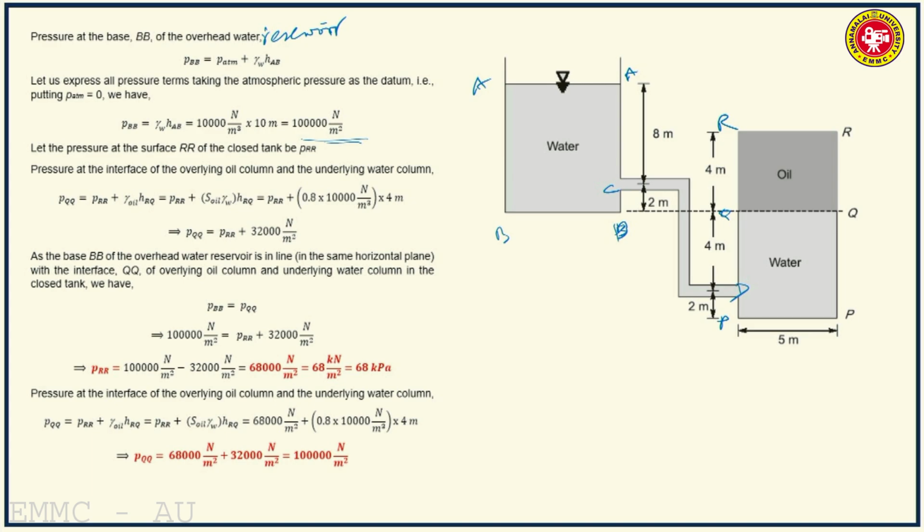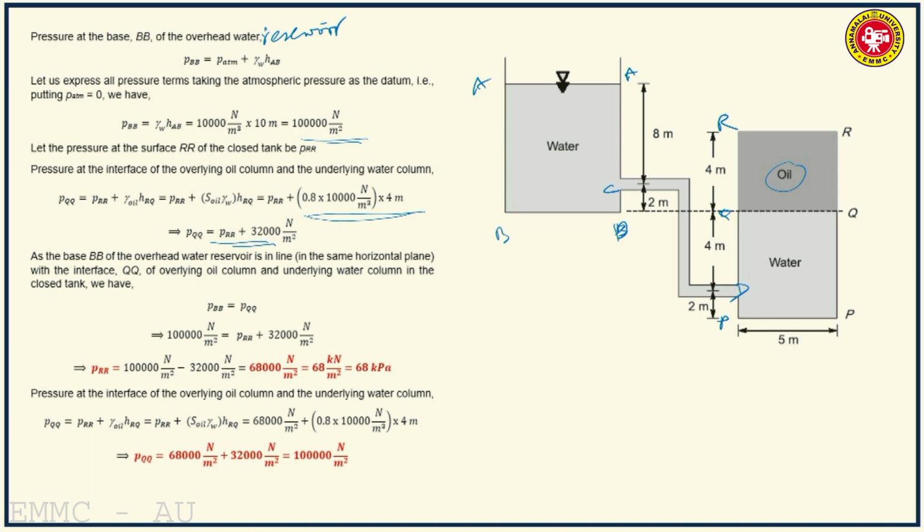Now the pressure at the surface RR of the closed tank be PRR. Now the pressure at the interface of the overlying oil column and the underlying water column, that is QQ, PQQ is equal to PRR plus pressure due to the column of oil, that is 4 meters. So that will be PRR plus pressure due to 4 meters column of liquid, which is 0.8 multiplied by 10,000 into 4. So that comes to PRR plus.